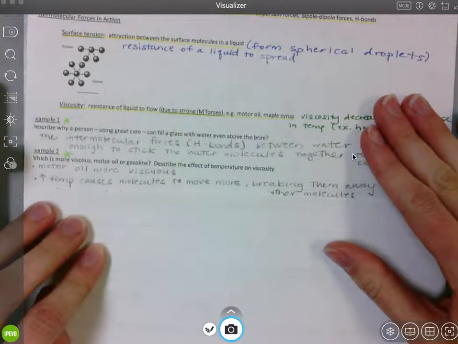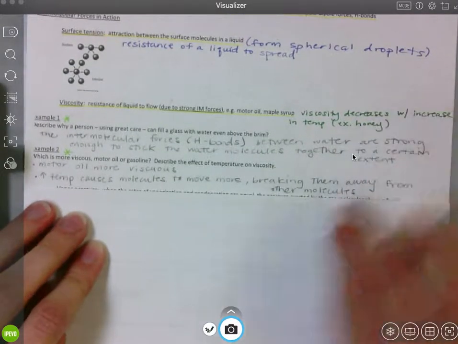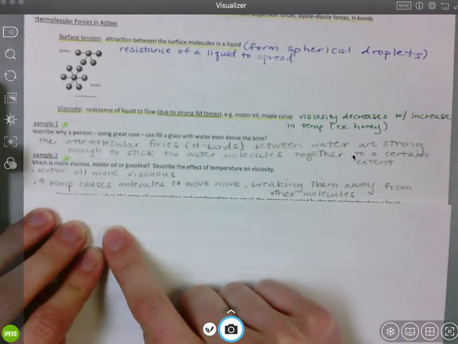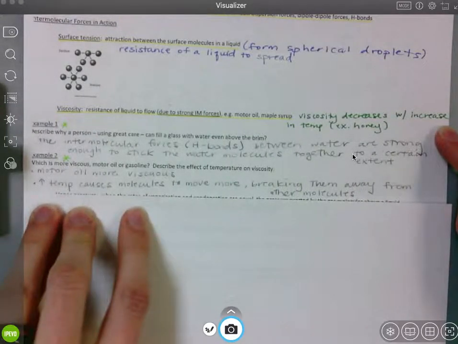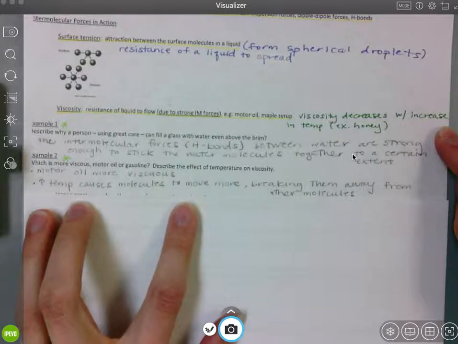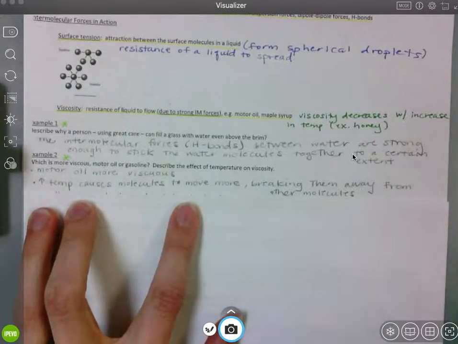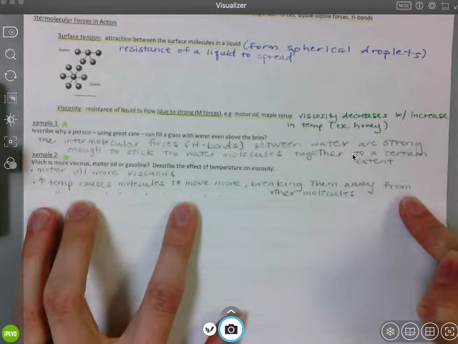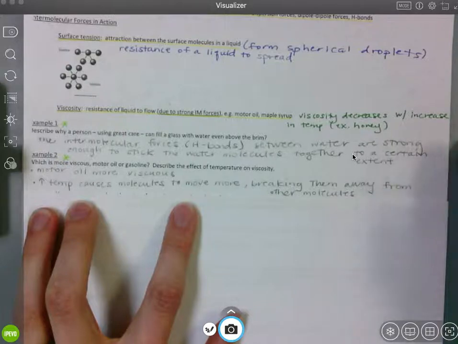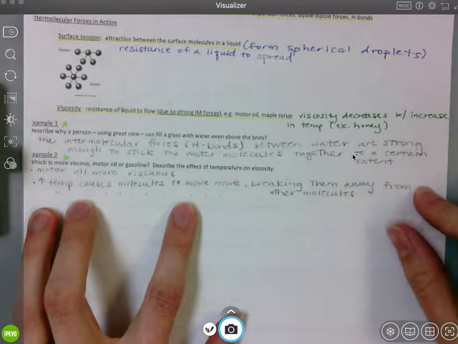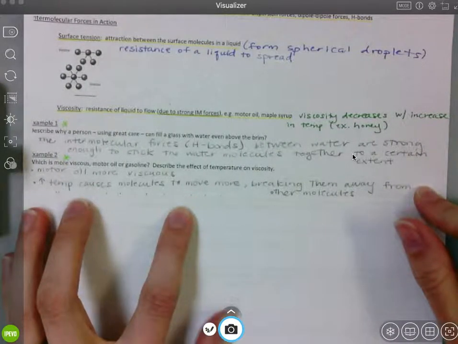So definitely motor oil is our more viscous, and like we talked about earlier, as temperature increases, it causes the molecules to move more. So we're adding kinetic energy, heat energy, and we're breaking apart those intermolecular forces between our molecules and breaking them away from other molecules. So they get to flow a lot faster and easier.